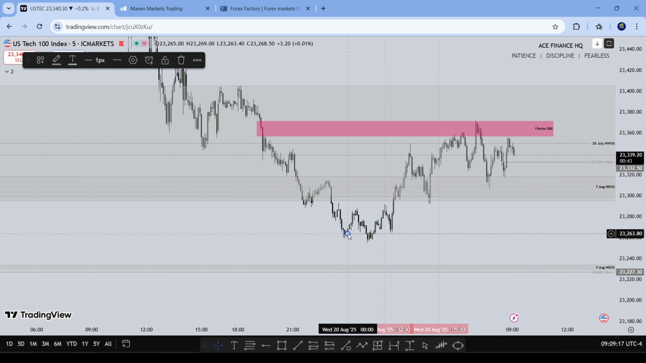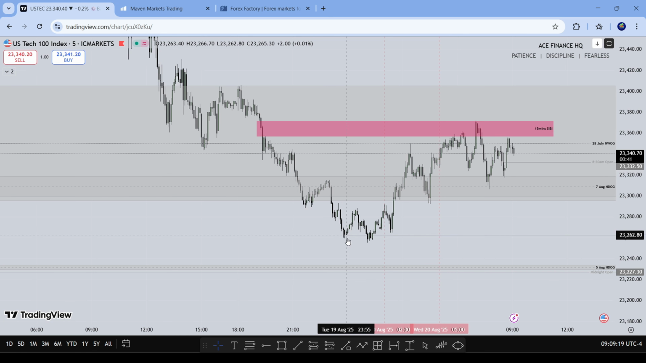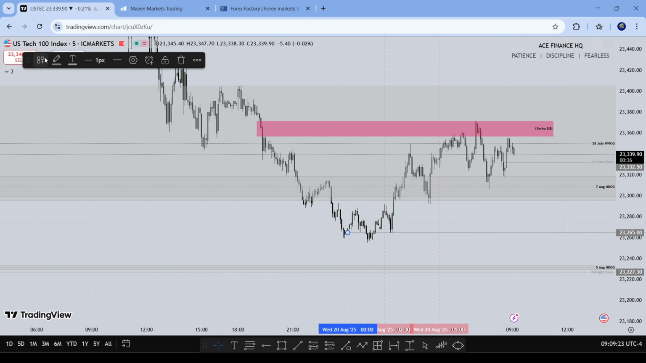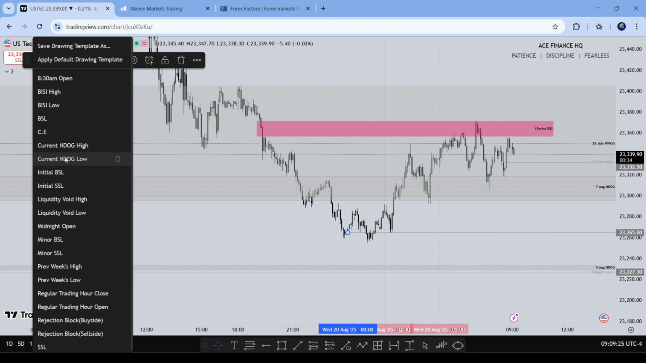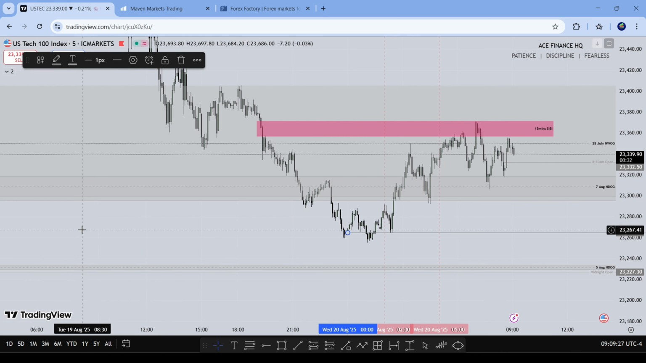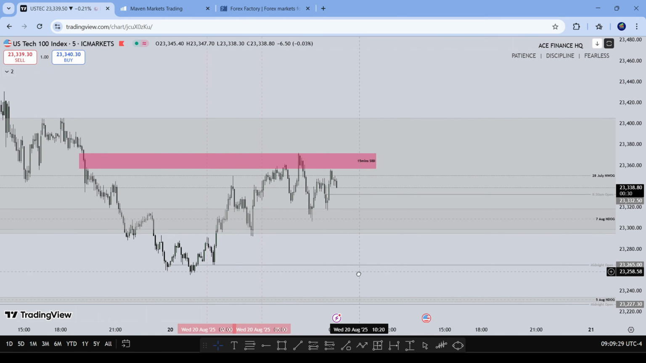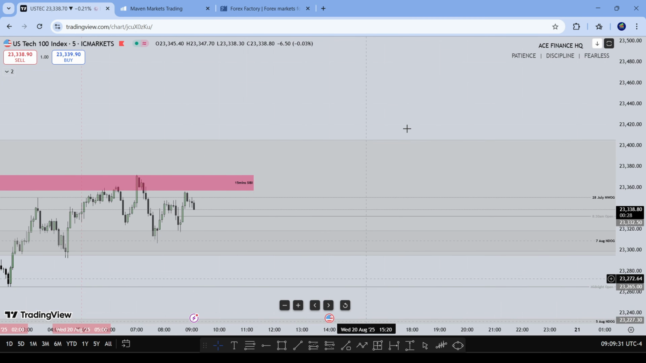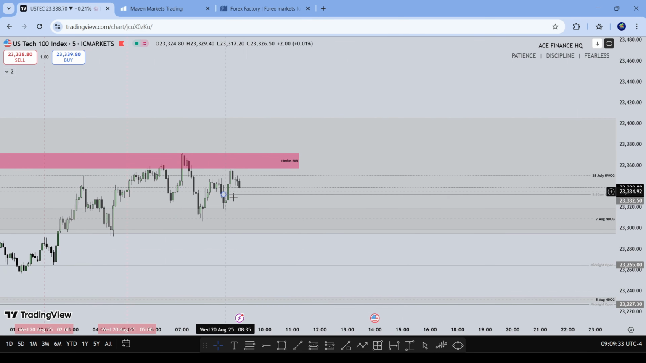This is our midnight opening price. So you want to identify that. As you can see, we are in a deep premium because we are currently above the midnight opening price and the 8:30 opening price.